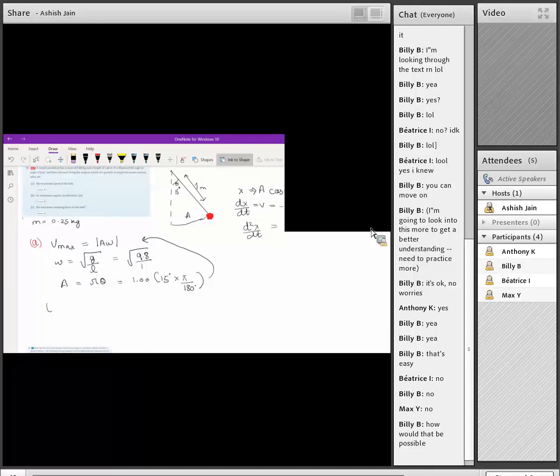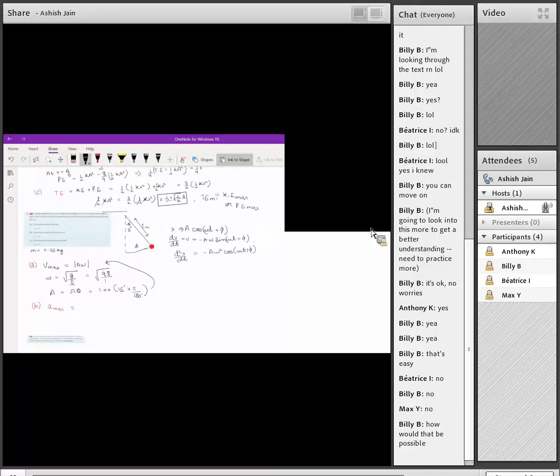The B part, A max, the maximum acceleration is, as you can see, I derived here, A omega square. You calculated A, you have omega, substitute here, and you will get A max.